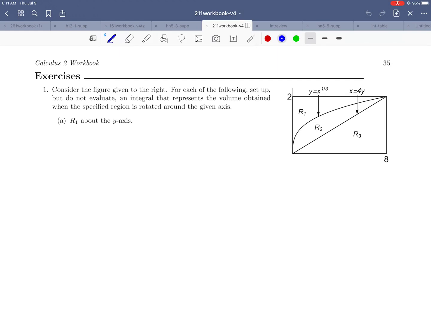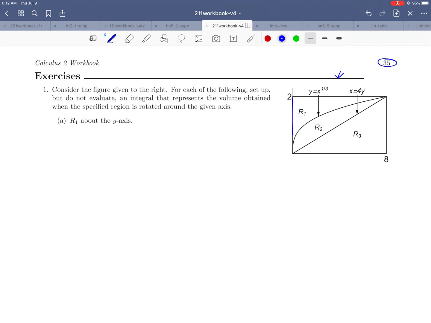Hi everybody, and welcome to exercise 1 on page 35 of the workbook. And we're going to look at part A of this exercise. This is a long list of exercises that all deal with this diagram that we're looking at over here to the right. Right? So in part A, we're focusing on the region R1, okay?